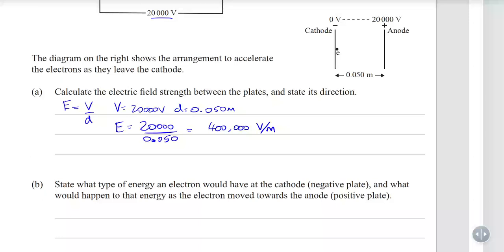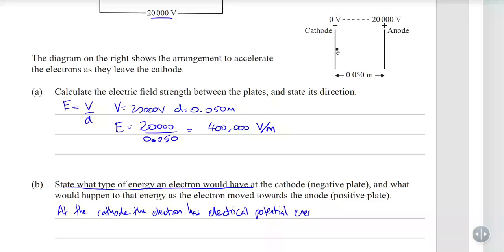State what type of energy an electron would have at the cathode. So that's the cathode here. This is just as it departs, and what would happen to that energy. So at the cathode, we'll just start with this bit, state what energy it has. The electron has electrical potential energy.